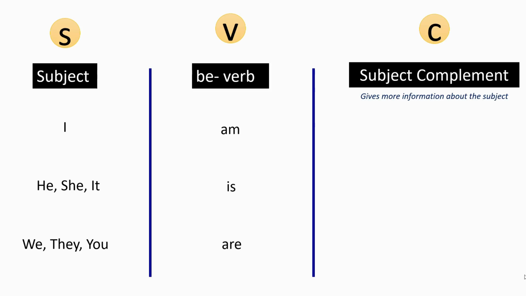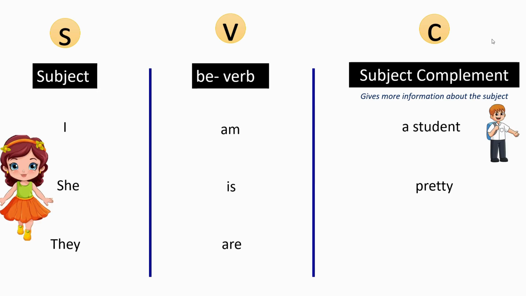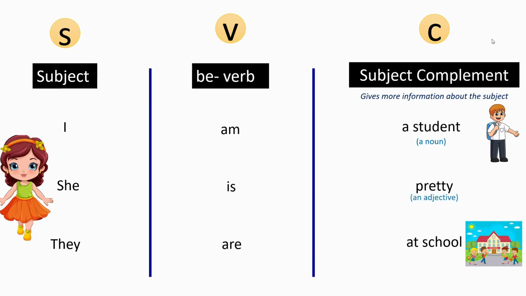So let's now form sentences using the pronouns and the be-verb, but also with subject complements. So we could say, I am a student, she is pretty, they are at school. Now, after the be-verb, the subject complement can be in the form of a noun, an adjective, or a prepositional phrase.